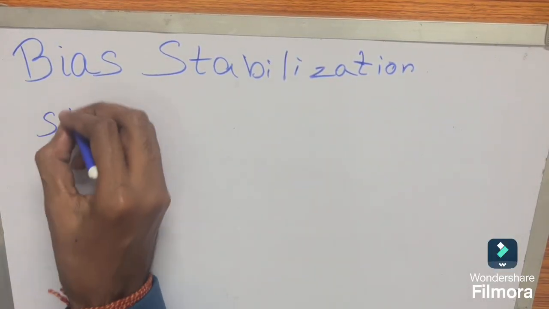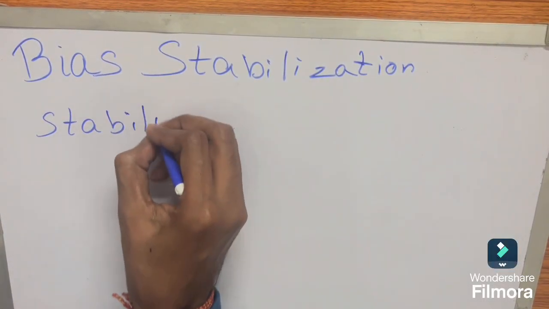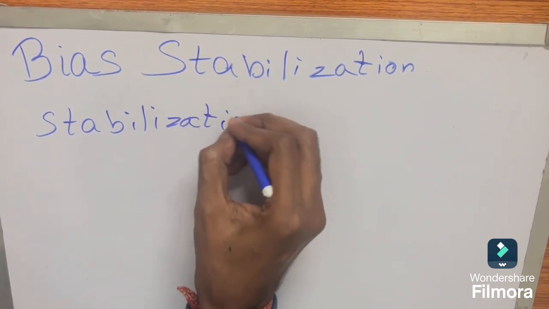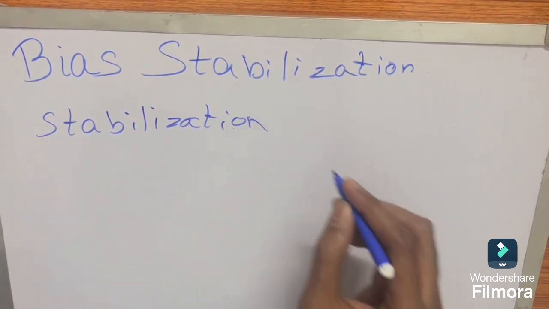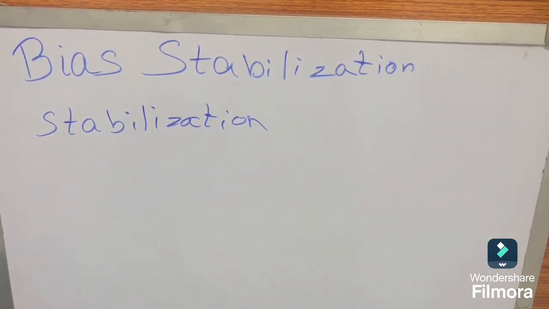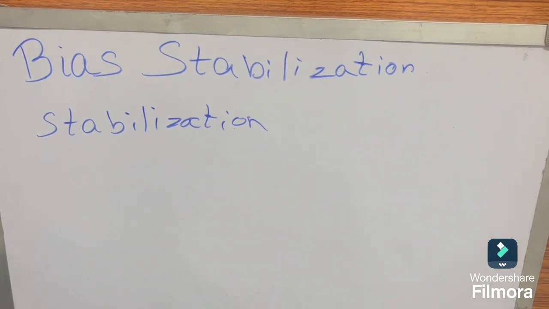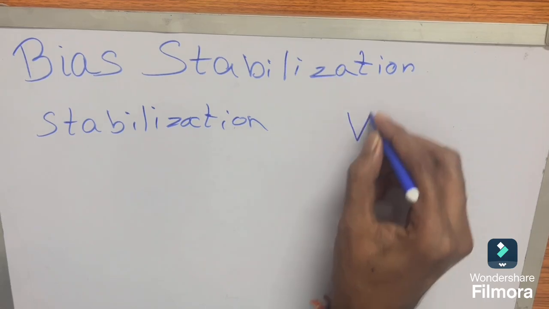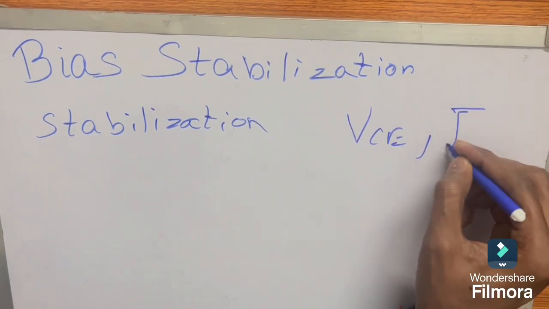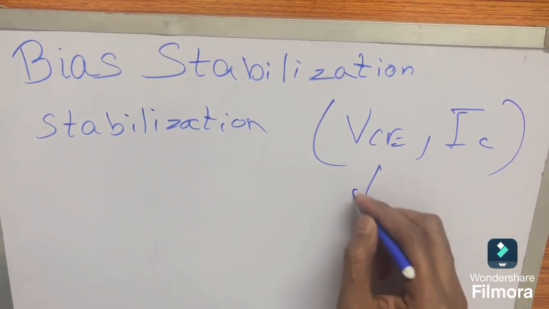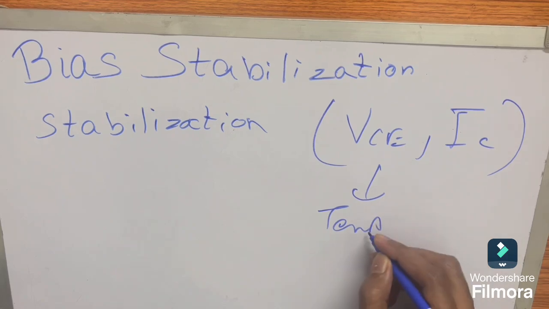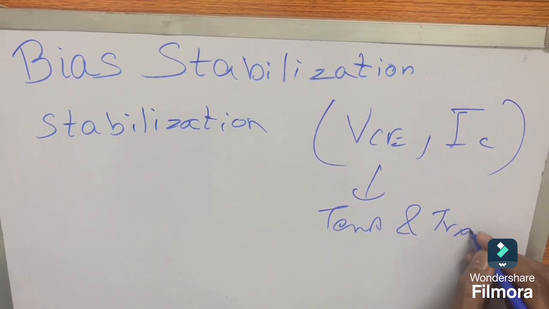So coming to stabilization. Stabilization is basically the process of making the operating point independent of temperature changes and variation in transistor parameters, which means that the operating point, which is basically VCE and IC, will not depend on temperature and transistor parameters.